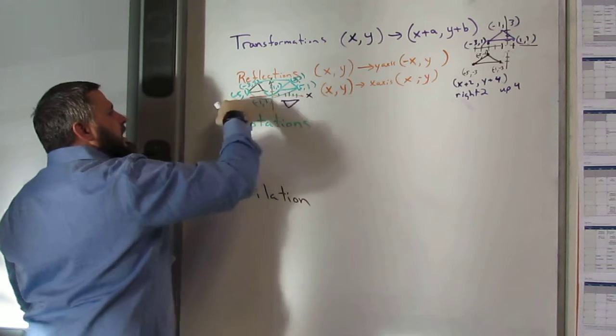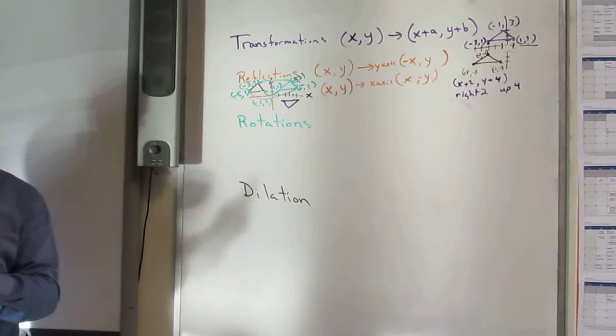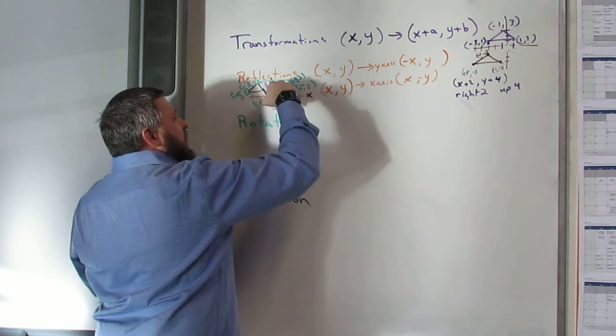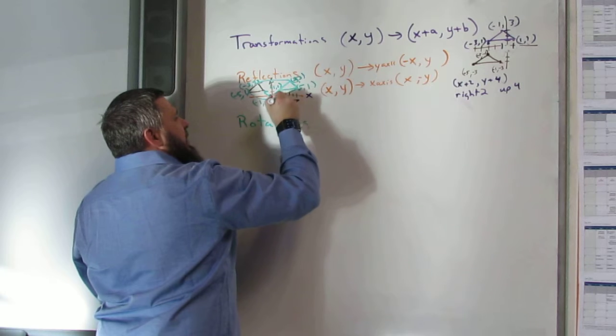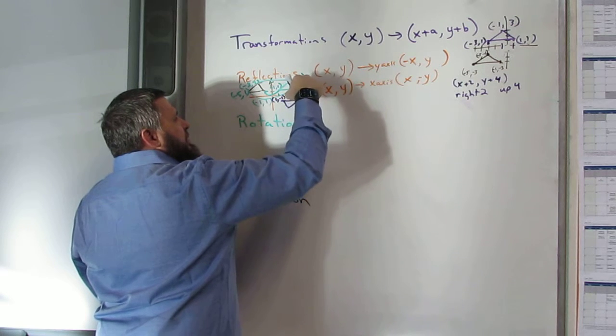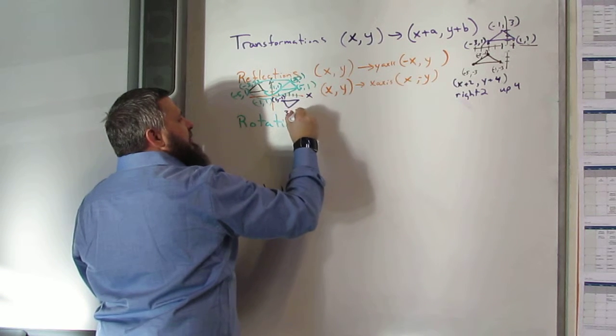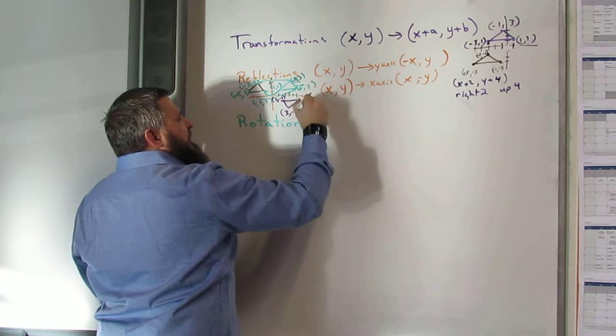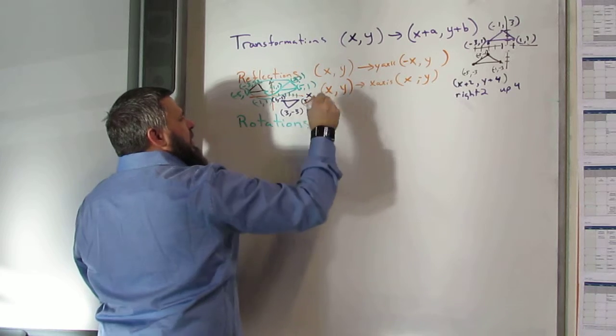So the x has just changed. Down here, the y's changed. So this 1, 1 becomes 1, negative 1. This 3, 3 becomes 3, negative 3. And this 5, 1 becomes 5, negative 1. That's it.